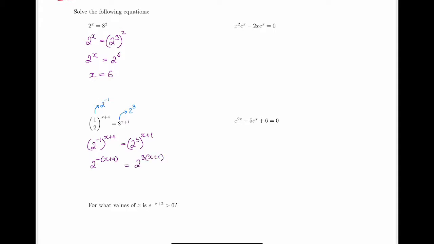And the same logic as before. If the bases are the same, then the exponents have to be equal. That will give me minus x plus 4, don't forget the bracket here, or you will lose a negative, equals 3 times x plus 1. Now the good news, of course, is that this is just a linear equation. The highest power of x that I see is 1, so we can just open up brackets, isolate, and solve for x, which will give us x equals -7/4.